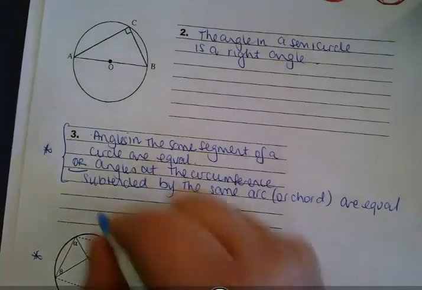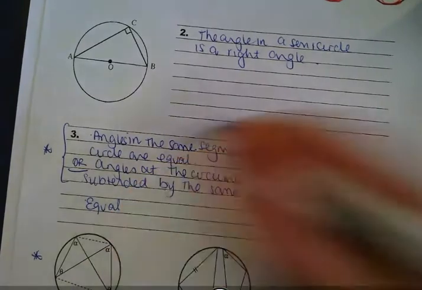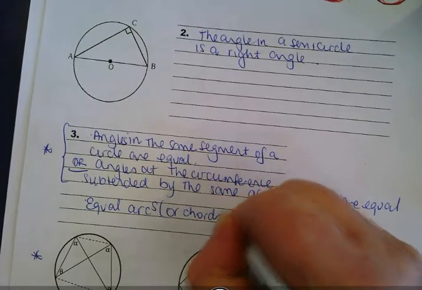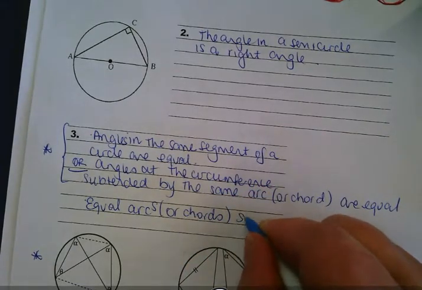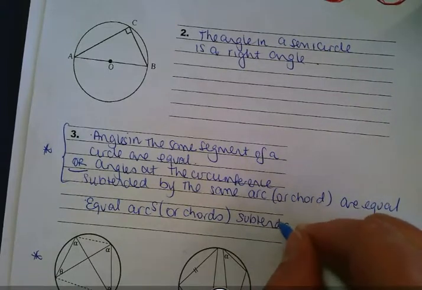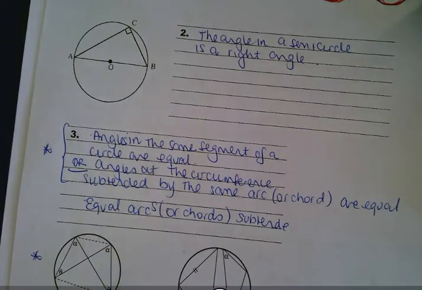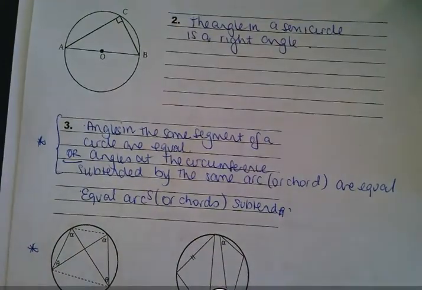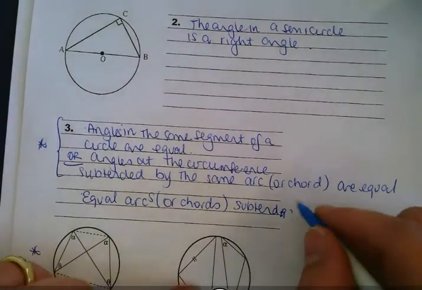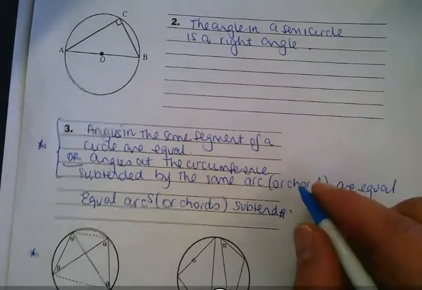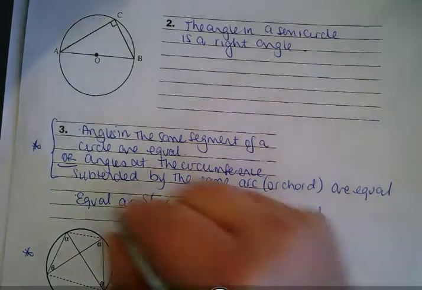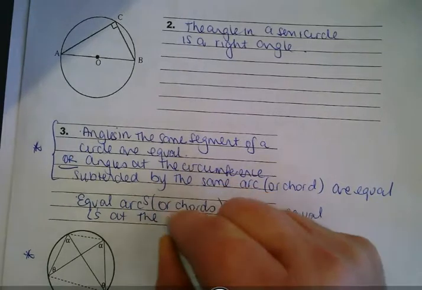And for the second diagram, equal arcs or chords subtend equal angles. Or you can write angles at the circumference subtended by equal arcs or chords are equal, or you can say equal arcs or chords subtend equal angles at the circumference. You can say it either way. One's the converse.